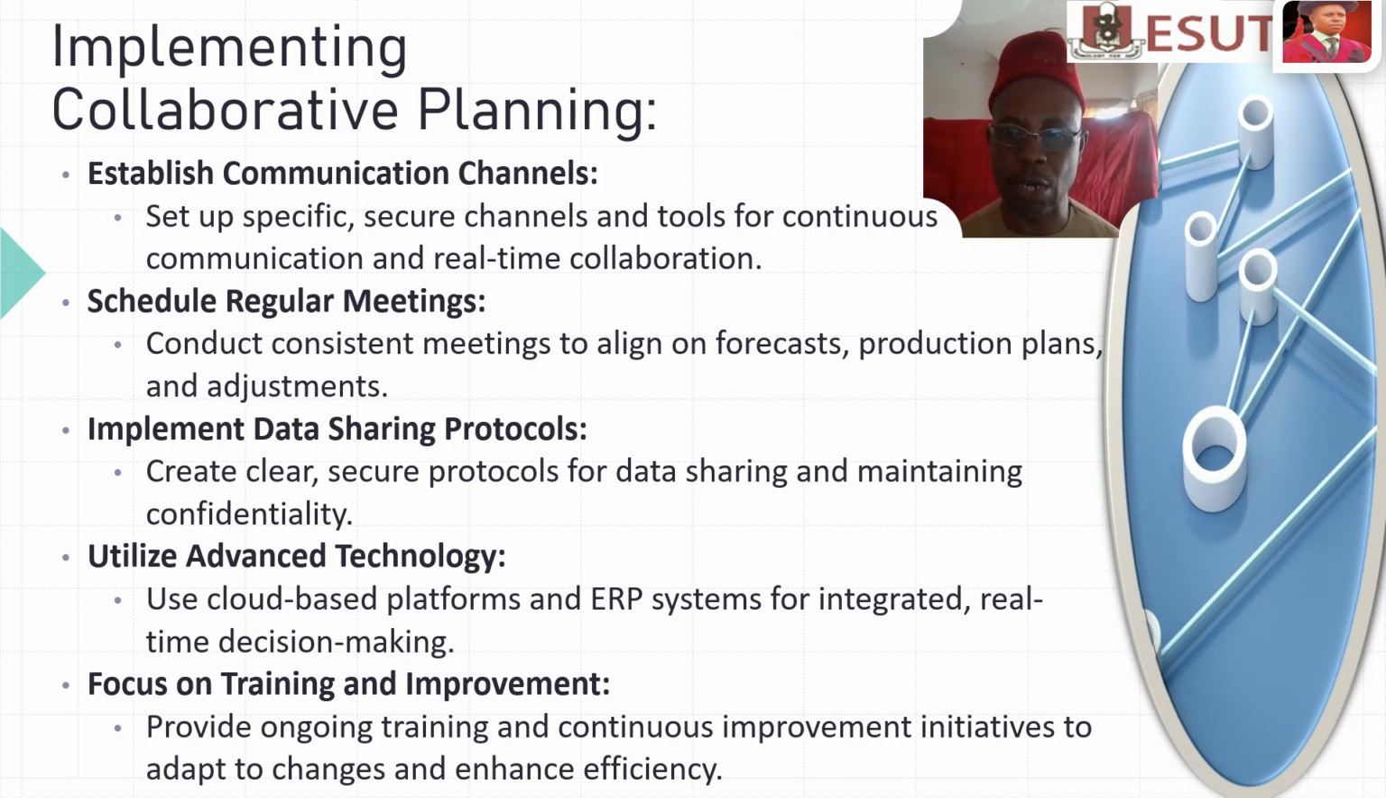Implementing collaborative planning. To effectively implement collaborative planning, organizations should consider establishing dedicated communication channels and tools, regular planning meetings, and clear protocols for data sharing and confidentiality.